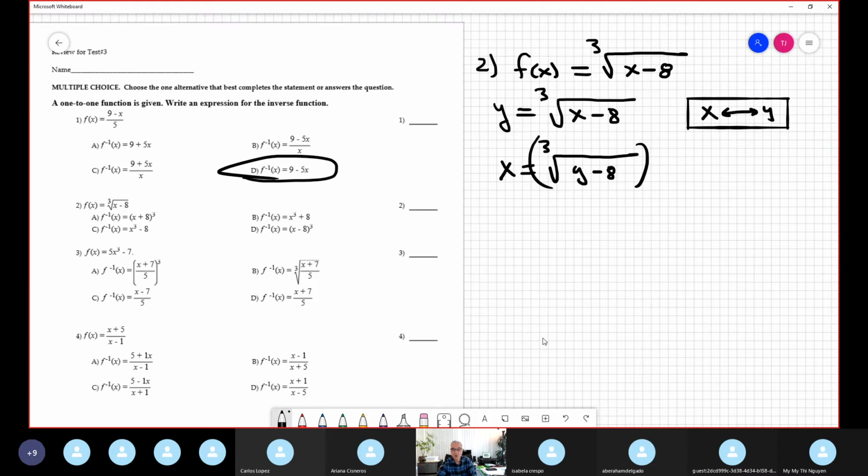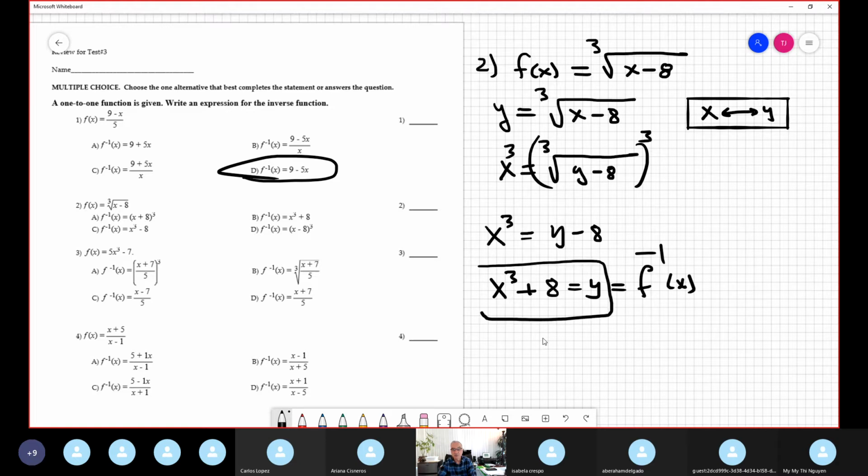You cube both sides because I need to somehow eliminate the cubic root. I know very well the cubic root and the cubic power undo each other. Now y alone is x cubed plus 8. It's a new y, and this new y represents the inverse function. Okay, so x cubed plus 8, like a b.